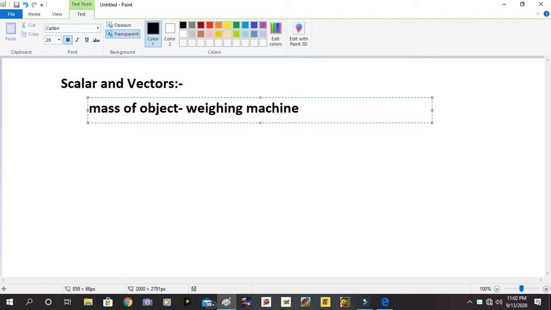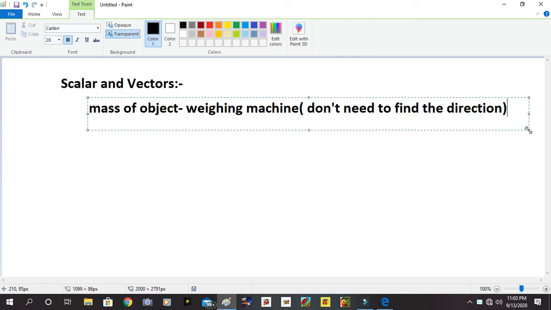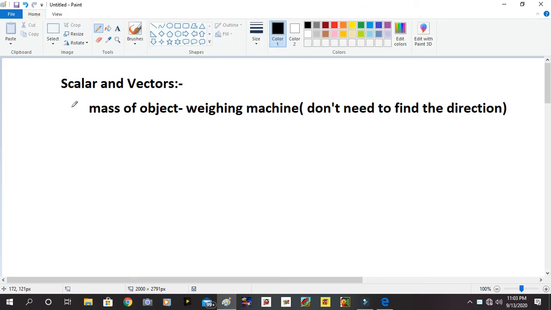So to find the mass, we don't need to find the direction where the mass can be found out, or where the mass can be signified. So here I say to measure the mass, only the value of that quantity is enough so that I can get a complete idea about the mass of the object. I do not need any kind of direction of that object.